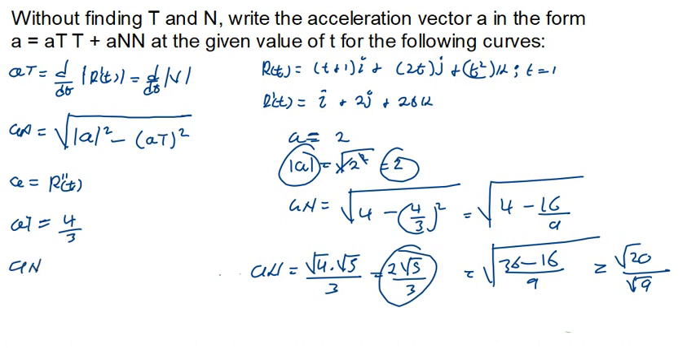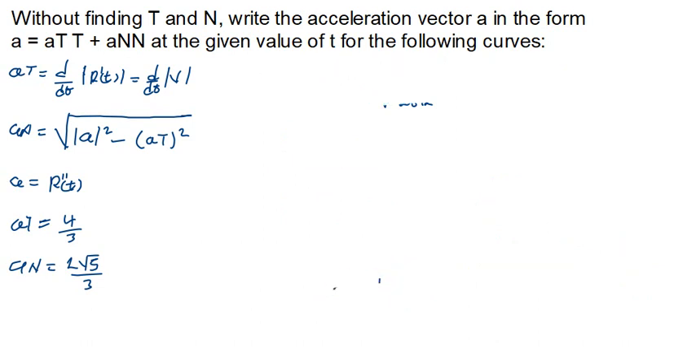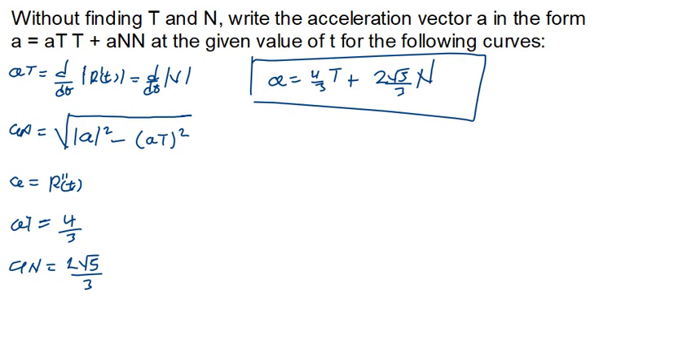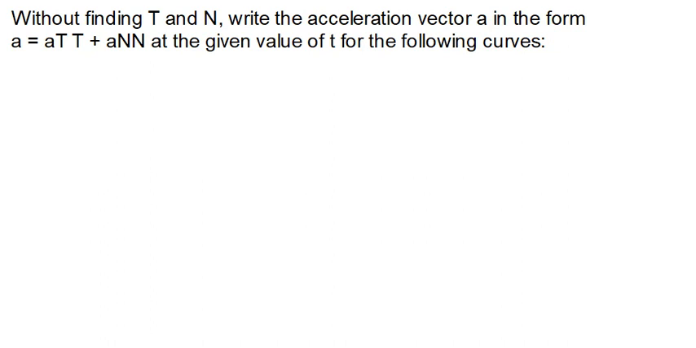So our AN is simply 2 root 5 over 3. So we can now write the expression that we needed. Our acceleration will be equal to AT, which we found is 4/3 T, plus AN, which we have found to be 2 root 5 over 3, then we have our N there, and this is the expression that we are looking for. Okay, so let's look at another example. Perhaps this will make even more sense.